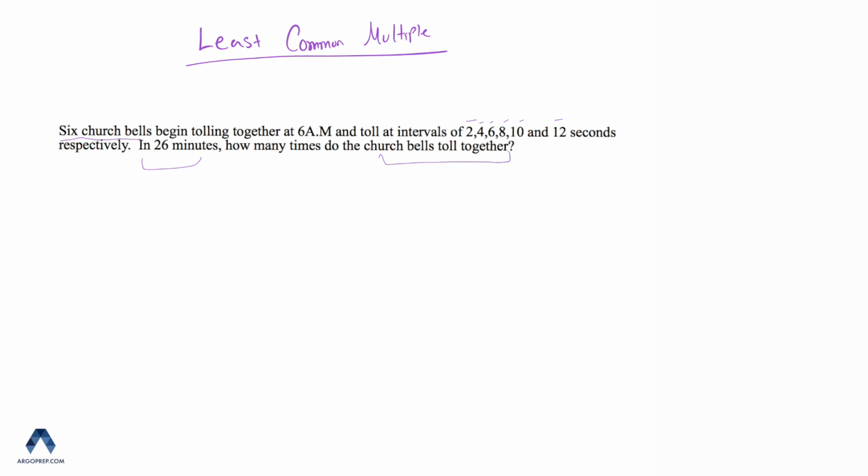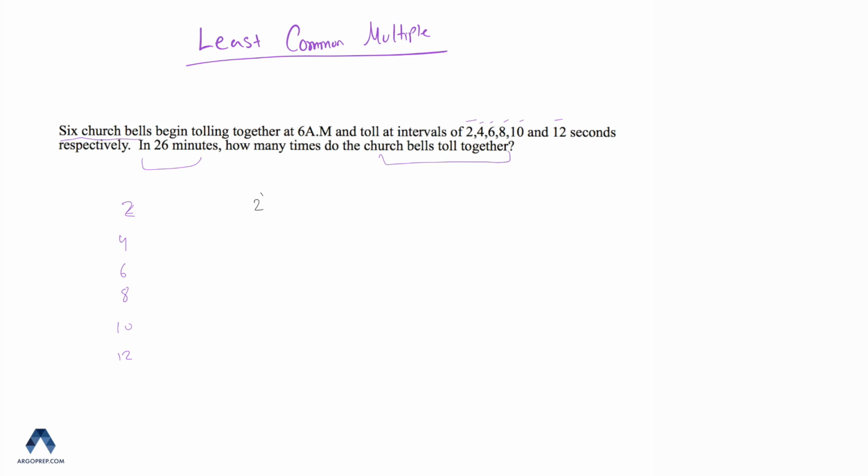Well, if we want to know when they all toll together at the same time, we have to find out the least common multiple of 2, 4, 6, 8, 10, and 12. Now, I can approach this problem several ways. I'm going to go ahead and take the route of prime factorization.